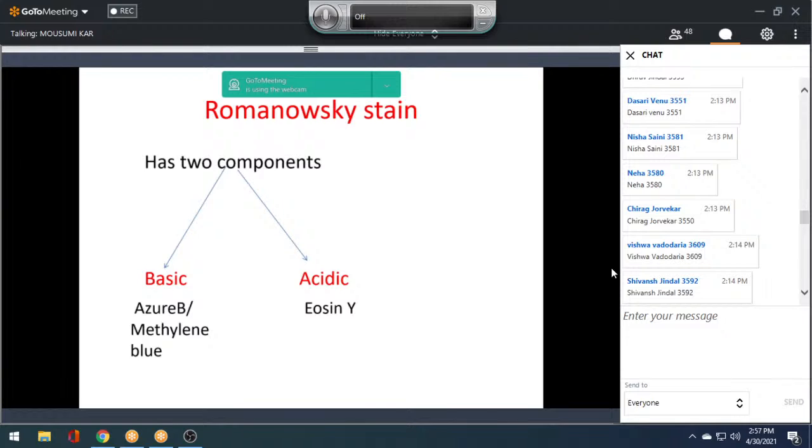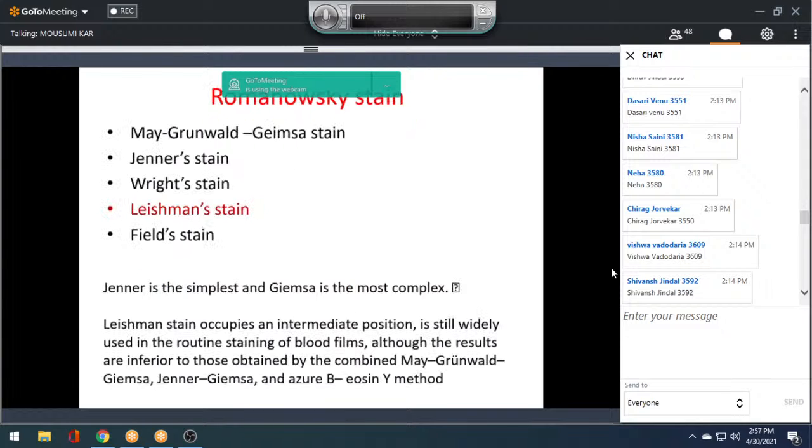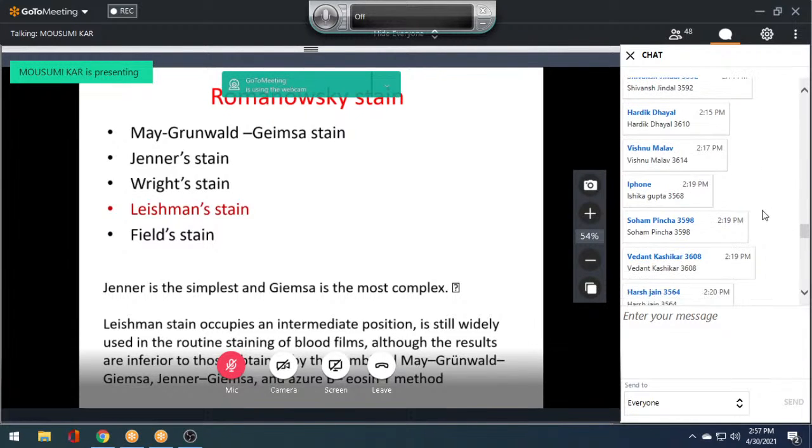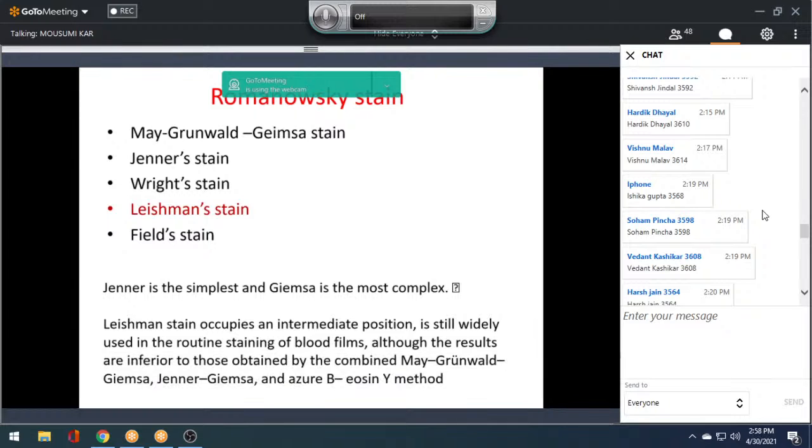So Romanowsky stains are stains which have two components. One is basic, one is acidic. Opposites attract. So the basic methylene blue will stain the nucleus, and the nucleus is always blue, and opposite for the cytoplasm. So basically, Romanowsky stain has these stains: MGG, that is May Grunwald Giemsa stain, Jenner stain, Wright stain, Leishman stain, Field stain. Okay, so you have to know the names also.